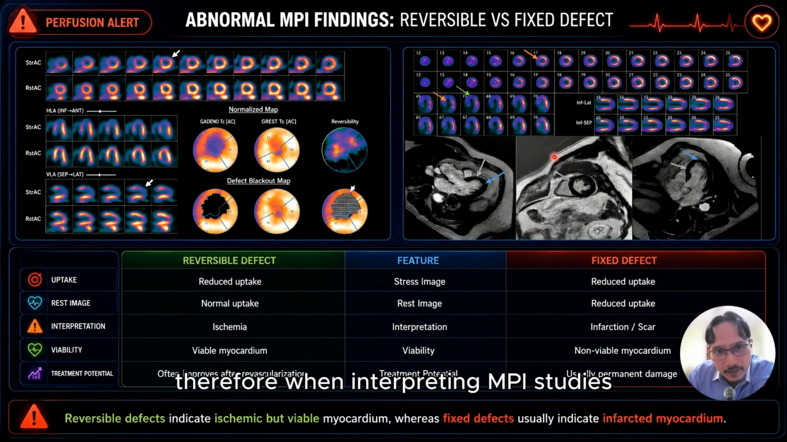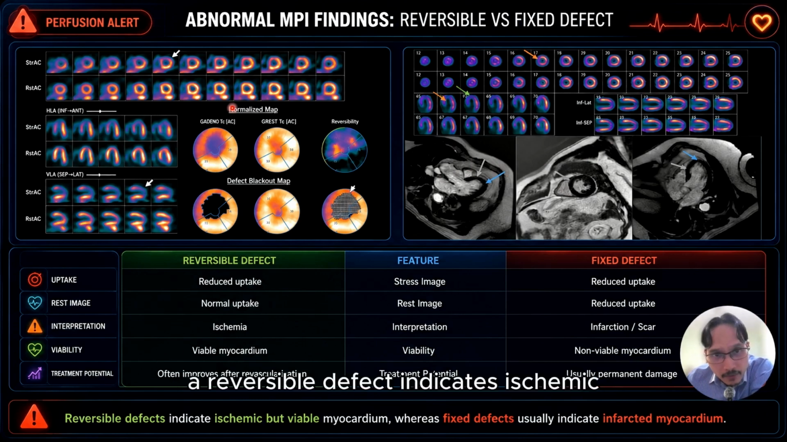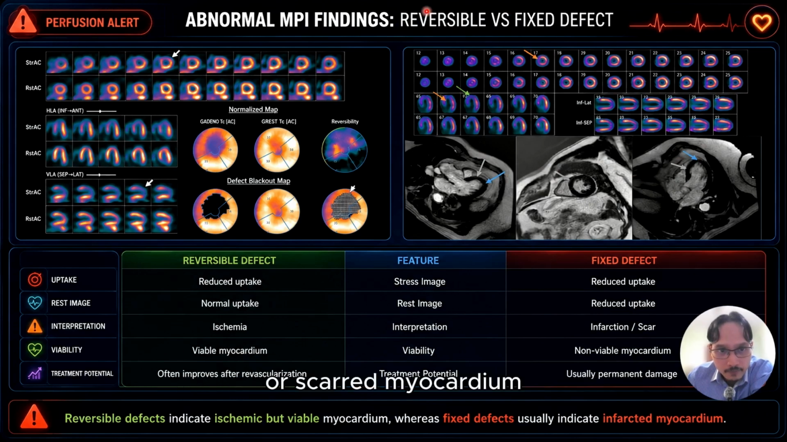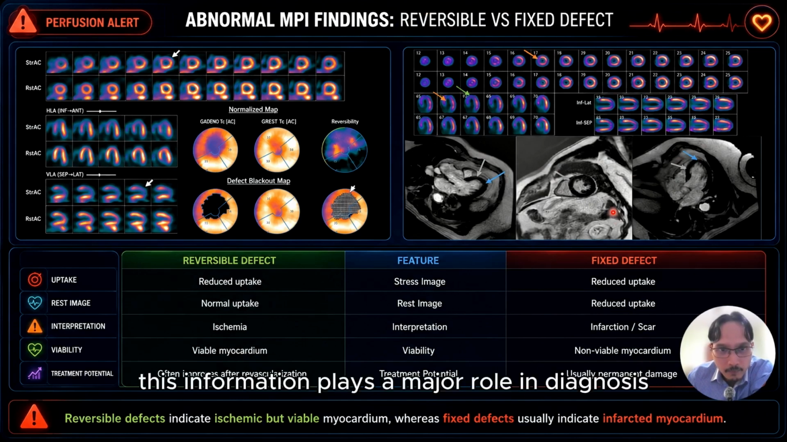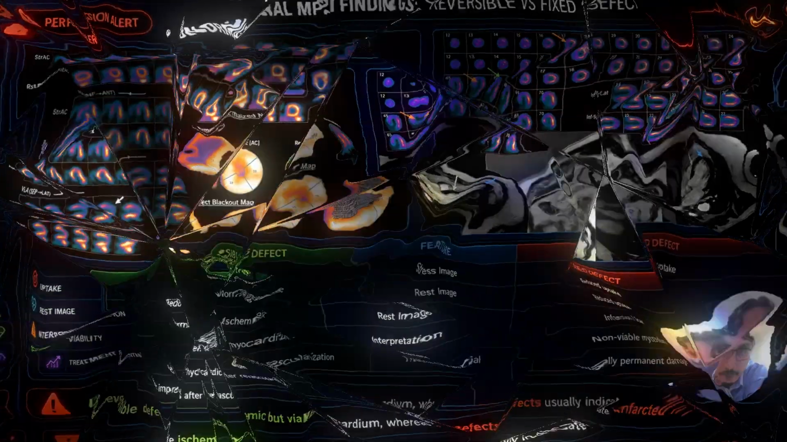Therefore, when interpreting MPI studies, it is important to compare stress and rest images carefully. A reversible defect indicates ischemic but viable myocardium, while a fixed defect usually indicates infarcted or scarred myocardium. This information plays a major role in diagnosis, prognosis, and treatment planning for patients with coronary artery disease.